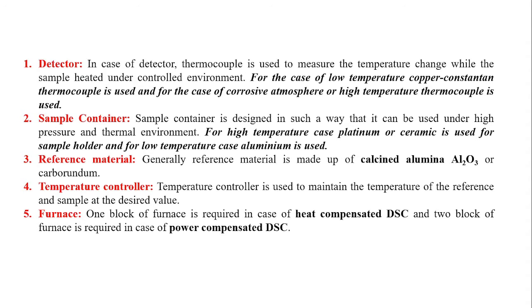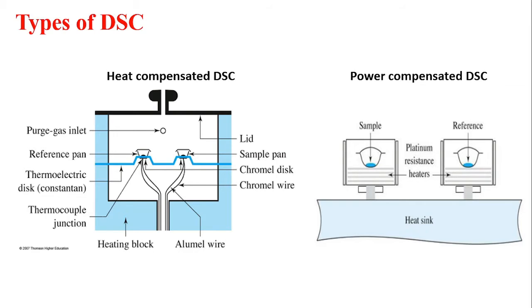Temperature controller is used to maintain the temperature of the reference and the sample at the desired value. Then there is the furnace. One block of furnace is required in case of heat compensated DSC, and two blocks of furnace are required in the case of power compensated DSC. These are the two types of DSCs. There are basically two types of DSC. First is heat compensated DSC, and another is power compensated DSC.